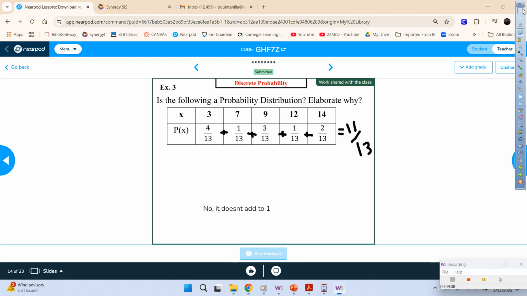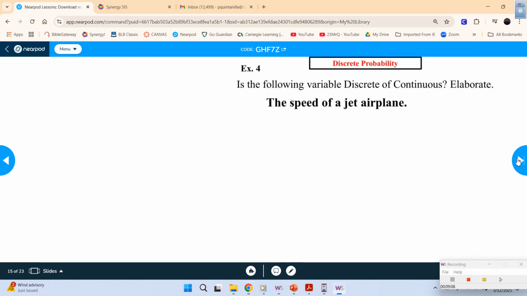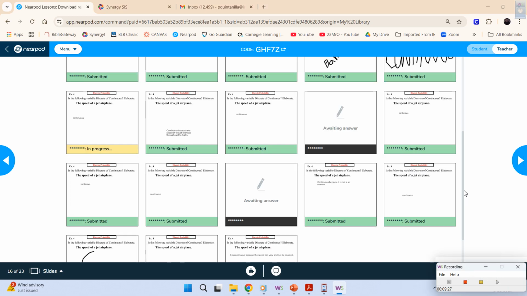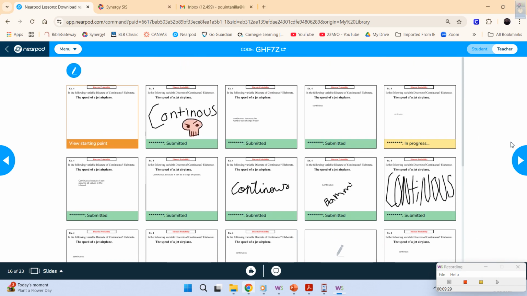All right, not bad. Go to the next one. And it reads, is the following discrete or continuous? Tell your neighbor which one is it and why. The speed of a jet airplane. Talk to your neighbor and then type it up on the screen, please. All right, looks like the majority of us say continuous. That is correct.